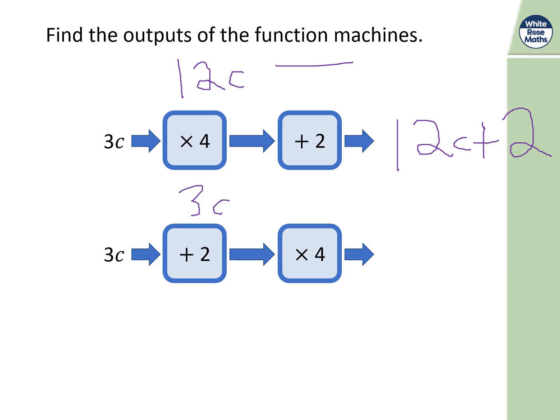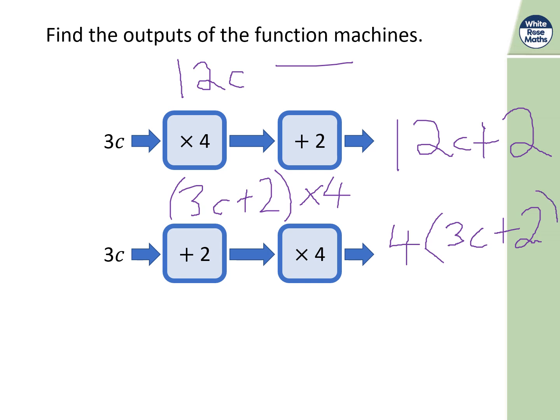Here I've got to obviously be careful. So all of this is being times by 4. So I can write it out like a little bracket. So I'm going to have 4 lots of 3c plus 2, because I would do what's inside the bracket first if I was to follow BIDMAS or BODMAS, and then I would times by 4. So either that, or if you expand it, you get 12c plus 8.